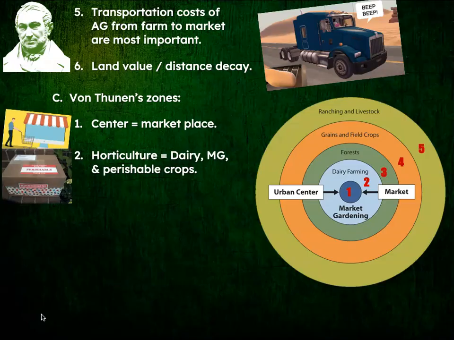The spoilage rate is going to be far higher, and so it makes sense that this is the zone that's closest to the market. It's going to be the shortest distance, and so distance decay is not going to be as much of an issue there.